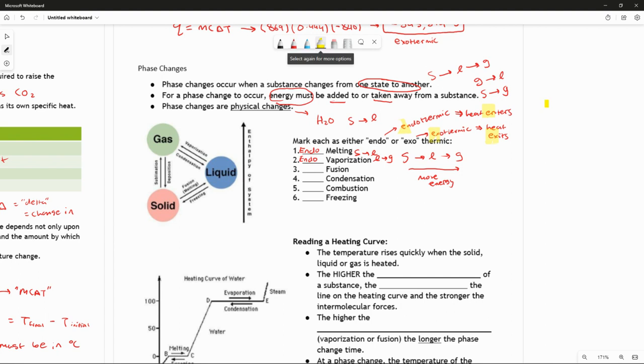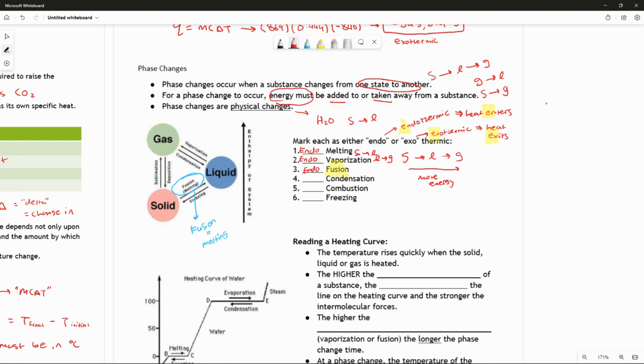All right, fusion. What could fusion be? Fusion is another word for melting. It's kind of blurry here, but I'm going to circle it in blue. You can see right here that fusion is melting. It's just another word in thermochemistry that fusion is going to be melting. And that gives you the idea that if melting is endothermic and fusion is the same thing, melting equals fusion. So this is also going to be endothermic.